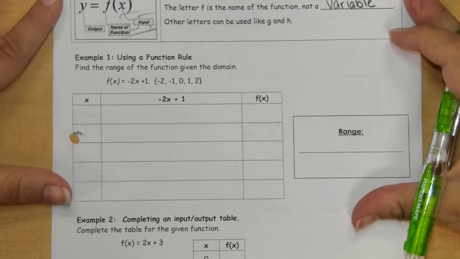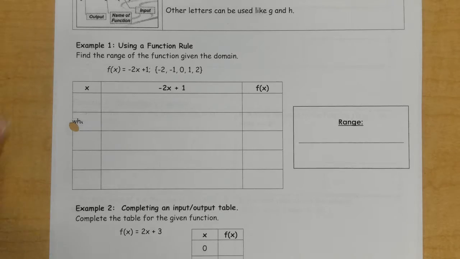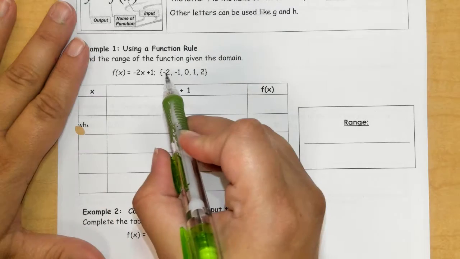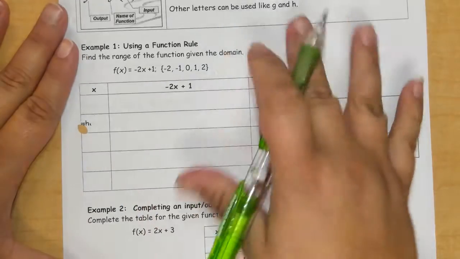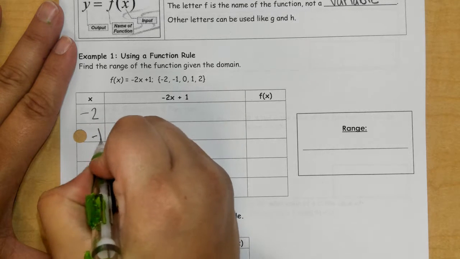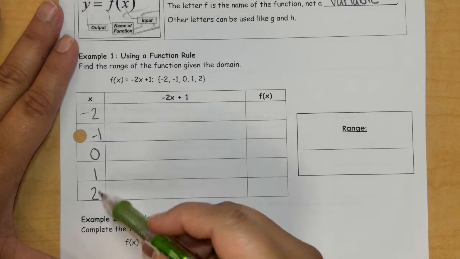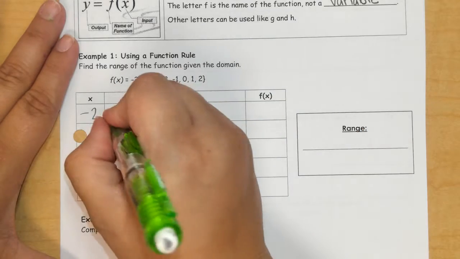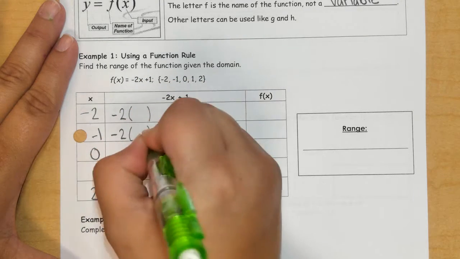Okay, so in example 1, it says use the function rule, finding the range of the function given the domain. So here, this is my function, or my equation. I have my domain listed here in set notation. I'm going to transfer that to the x column here. So -2, -1, 0, 1, and 2. I need to plug these x values into the function. So I know that I'm going to have -2 times that x value each time.